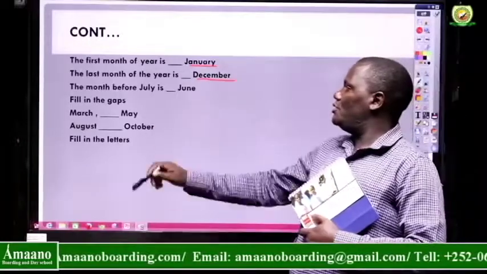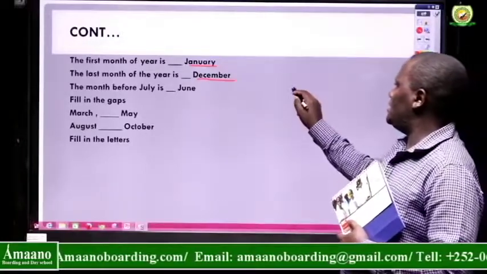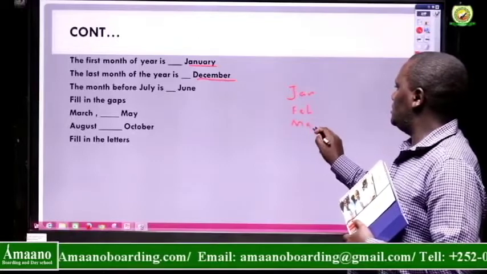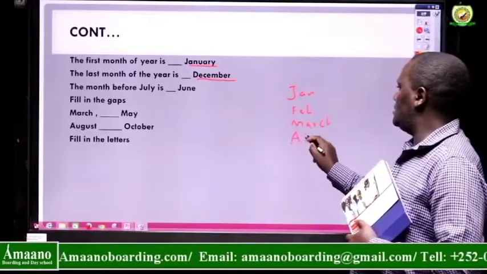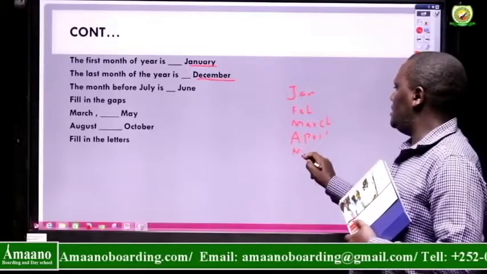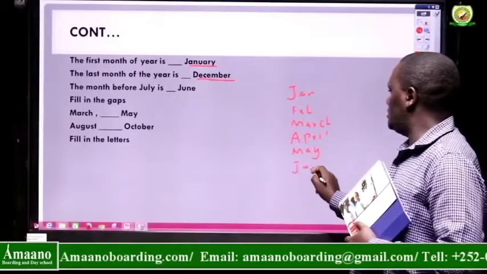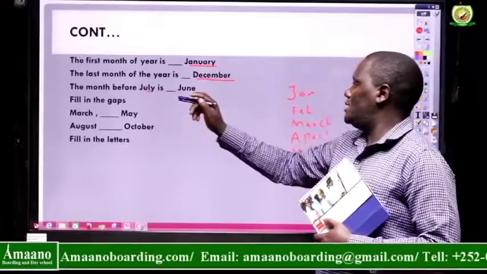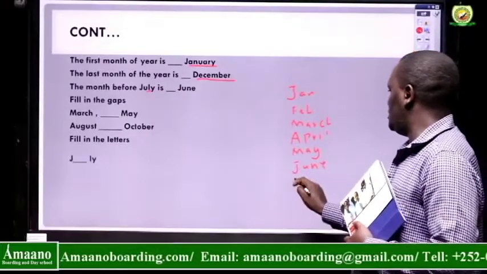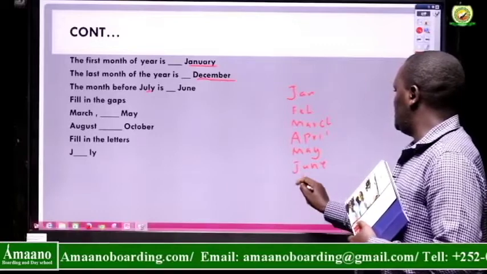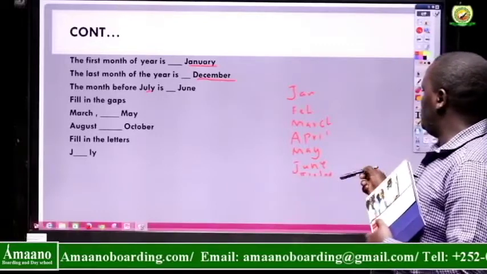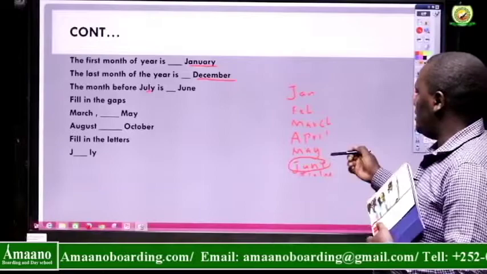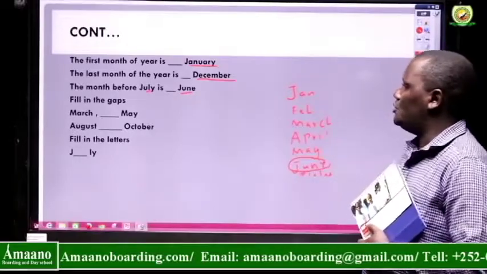Which month comes before July? If we have the months here: January, February, March, April, May, June. I stop there. The month before July is June. We go one step back and find it is June.